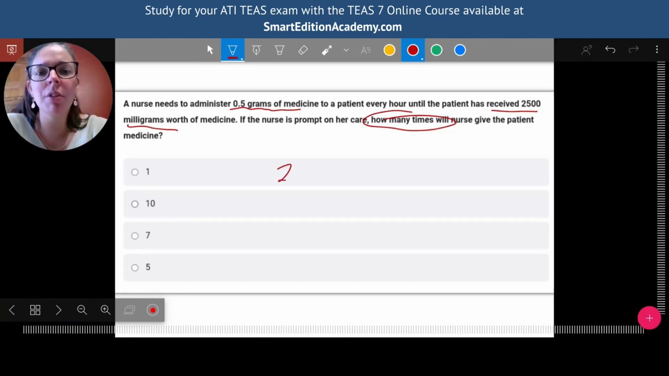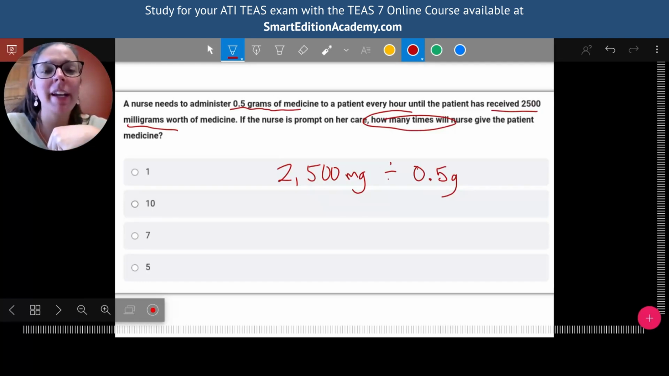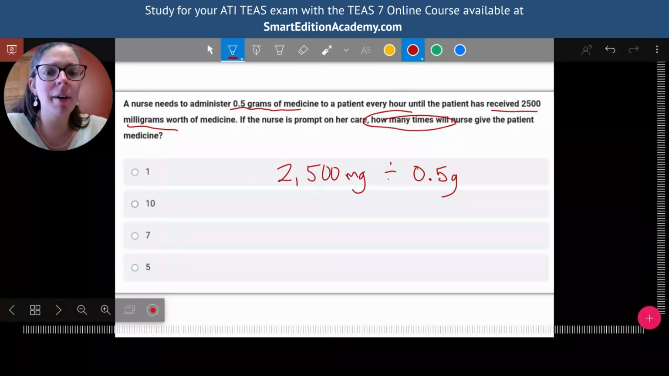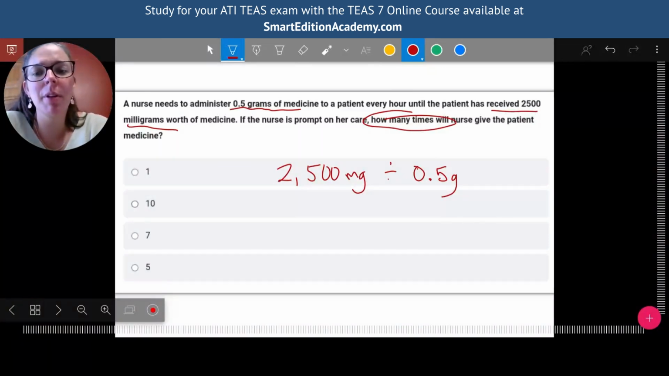So the total is 2,500. We're going to divide that in milligrams by each dose, 0.5 grams, to find how many times the nurse will give the patient medicine. I need to convert to have the same units. I don't have the same units. So what I might do here is change the 0.5 grams to milligrams. 0.5 grams is equal to, we need to multiply it by 1,000. This is the same thing as 500 milligrams.